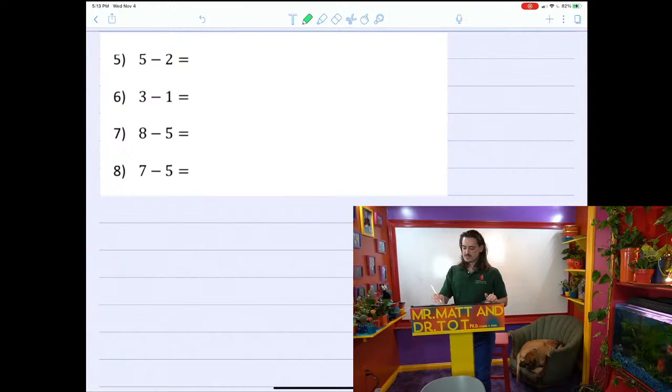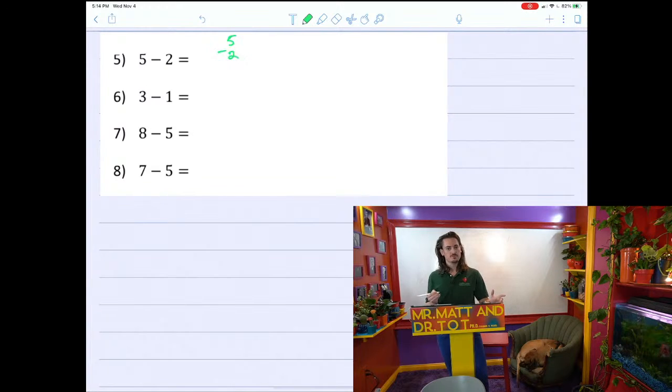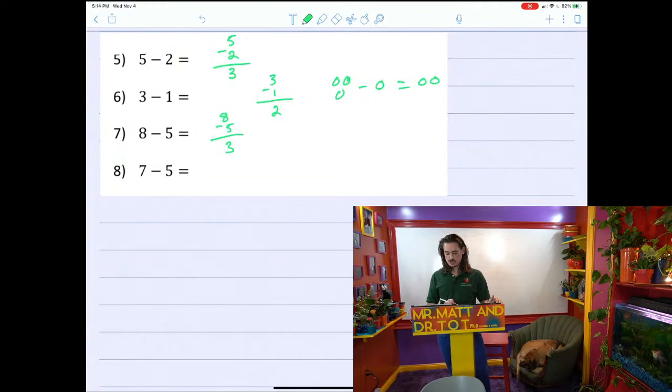Okay, so number 5 is 5 minus 2. If we have 5 and we take away 2, we're going to end up with 3. 5 minus 2, or the difference between 5 and 2, is 3. 3 minus 1 is 2, or the difference between 3 and 1 is 2. Again, because if we have 3 units minus 1 unit, that's going to leave us with 2 units. 8 minus 5 will leave us with 3, and 7 minus 5, well, the difference between 7 and 5 is 2. If you have any questions, then please let me know.